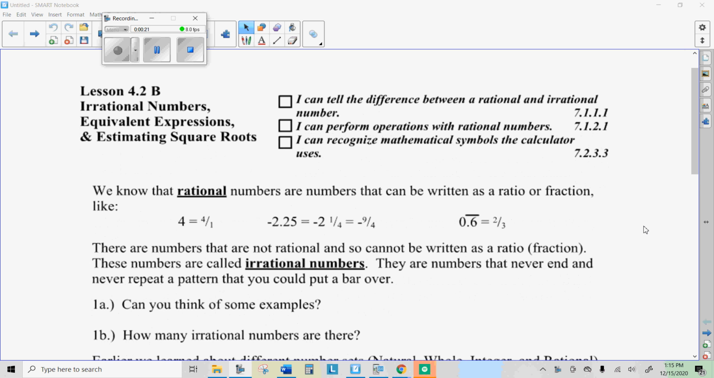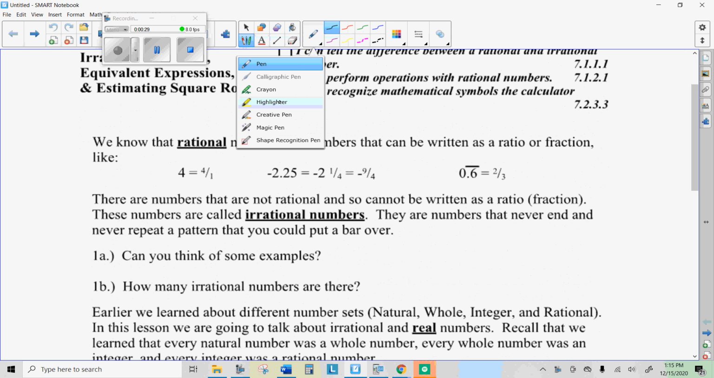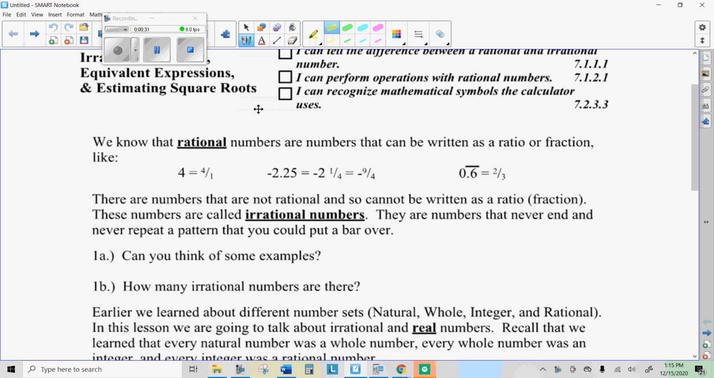All right, so we've been talking about rational numbers, and we know rational numbers are numbers that can be written as a ratio. You'll notice the word ratio right in the word. So any whole number is a rational number. We found that out because we can just write it as a ratio, 4 over 1 or whatever the number is over 1.